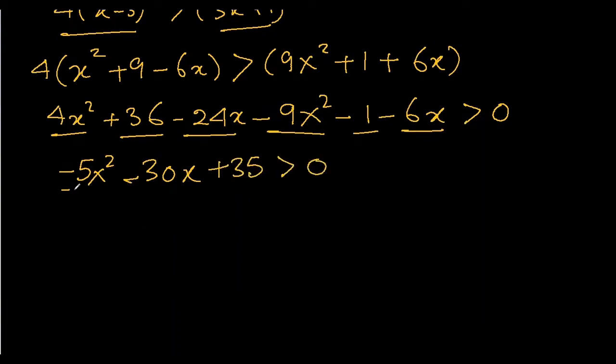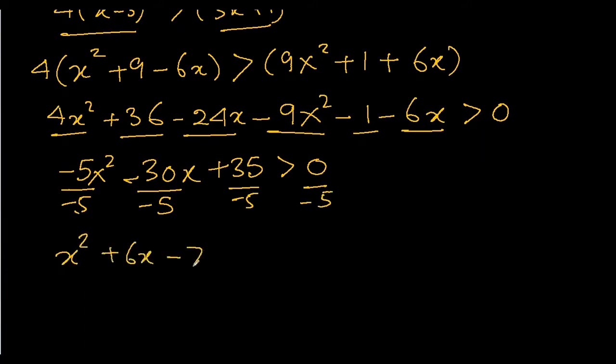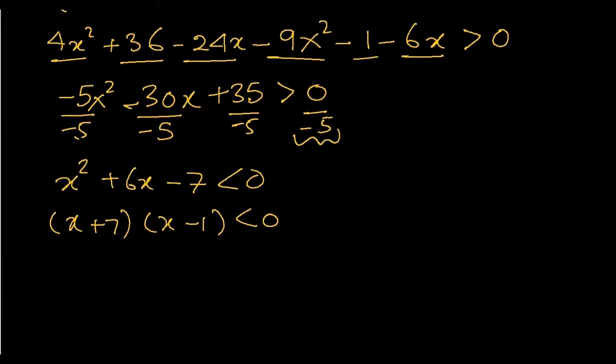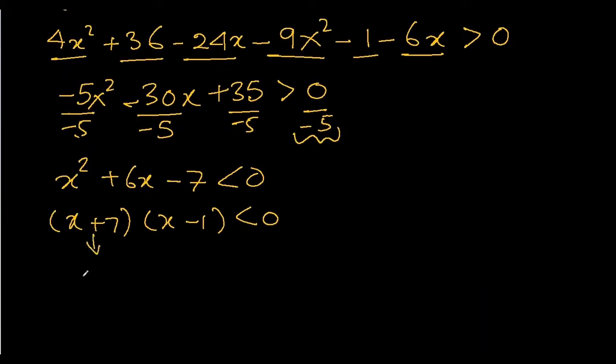Let me divide the whole of it by negative 5 so that the leading coefficient becomes positive. And all of them can be divided by 5, so that's why I chose 5. So it becomes x squared plus 6x minus 7 less than 0 now, because whenever we divide by a negative number, we have to change the sign. And now I can simply factor this: (x plus 7)(x minus 1) is less than 0. You can use your calculator to find the roots. This will give us the roots x equal to minus 7 and x equal to 1.